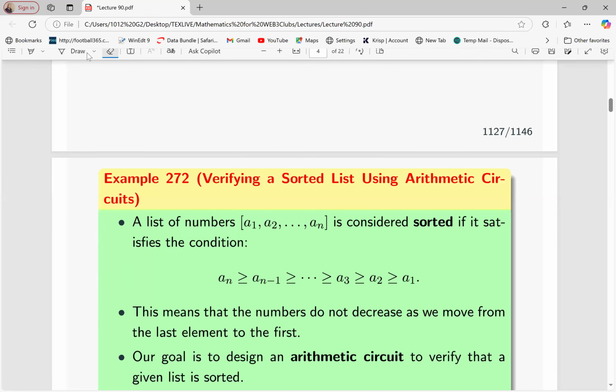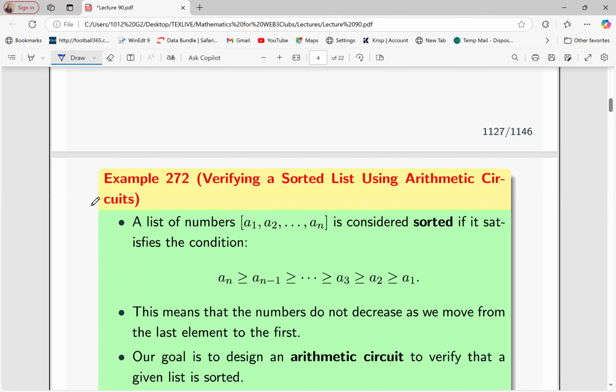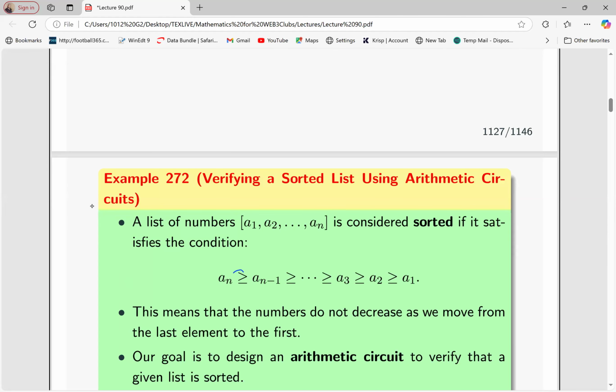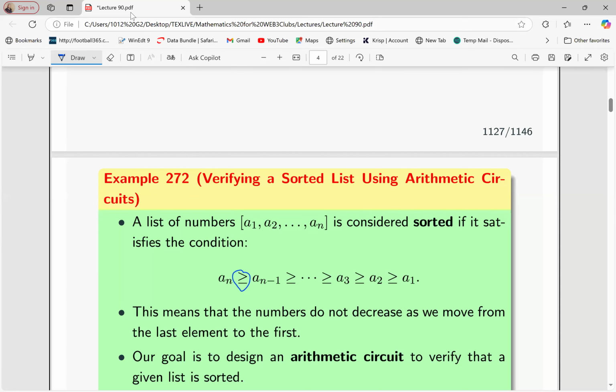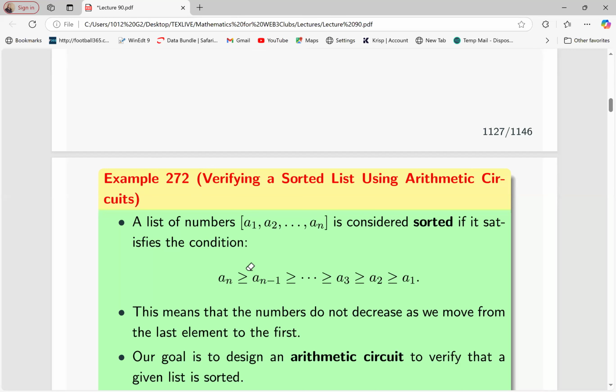Now, we are introducing greater than or equal to, which is not part of what we know under the arithmetic circuit. So how do we then represent this greater than or equal to sign in an arithmetic circuit? That is a very interesting concept. And once we understand that, we shall be seeing how we'll be using that in zero knowledge proof.